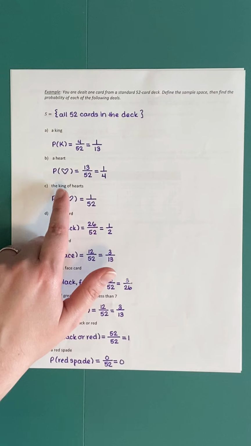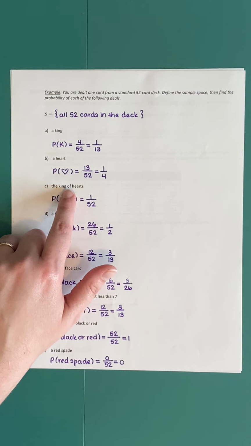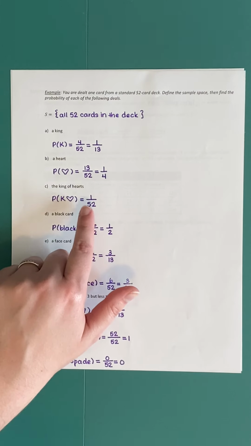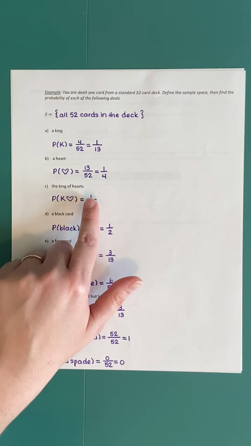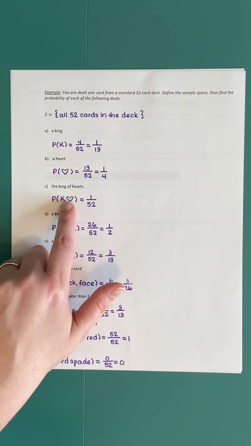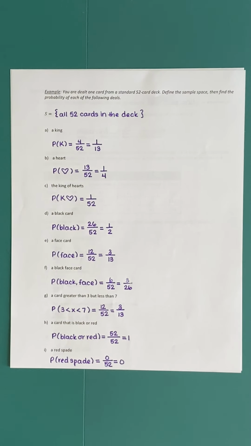Now, what about dealing specifically the King of Hearts? Well, the King of Hearts is one specific card in the deck. So out of the 52 possible deals, there's only one way to deal specifically the King of Hearts, because there's only one King of Hearts in the deck. So the probability of any individual specific card is always going to be 1 out of 52. There's only one way to get each individual card.